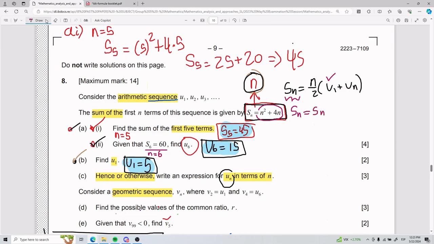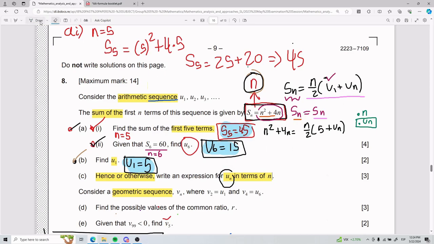I know that looks troll, but basically, you're plugging in this guy in orange here, and this guy in pink over here. And so if you go ahead and do that, you end up with n squared plus 4n equals n divided by 2, parentheses u1, we know that u1 is 5, plus un. And so yes, this looks super nasty, but wait a second. Technically, you only have two variables. Technically, you only have n and un. And so that makes it a little bit more friendly. So if you get un alone, you end up with un in terms of n.